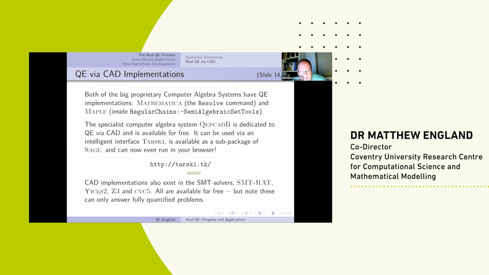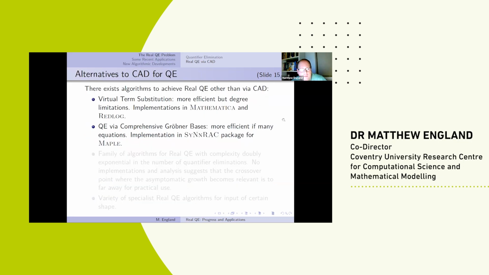There's some other implementations for free as well, but they're a little bit more restricted. There are alternatives, but in the interest of time, I will skip discussing them in detail and just say that none of them are really better than CAD.